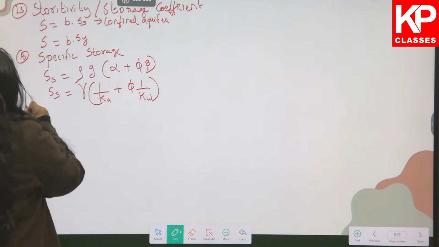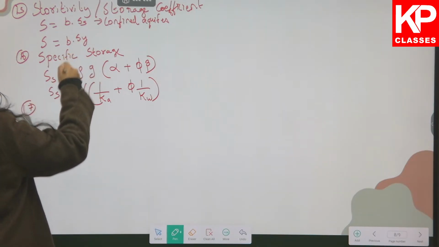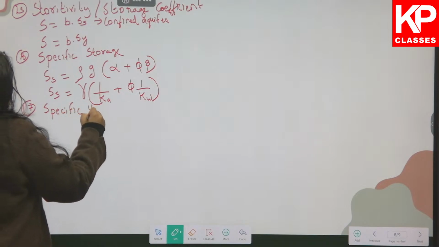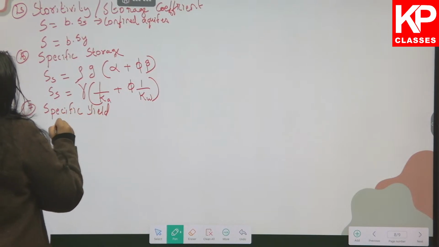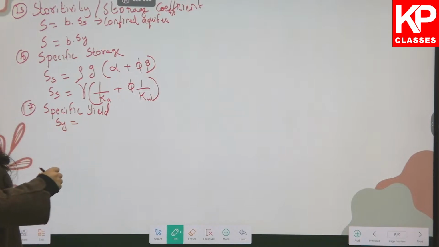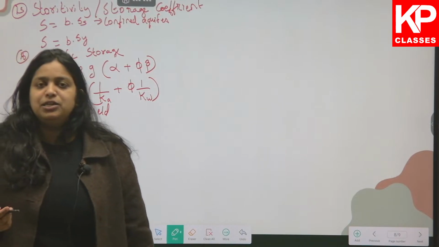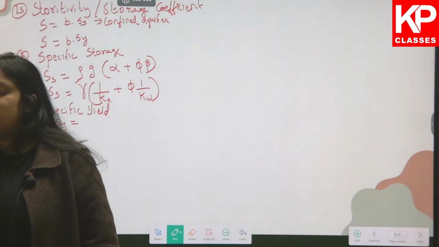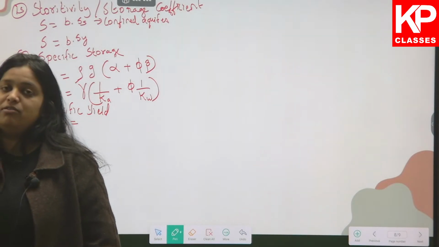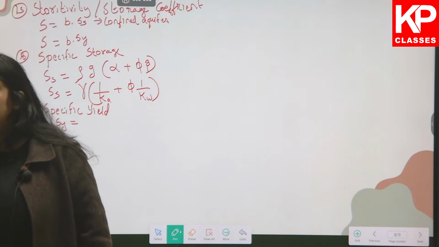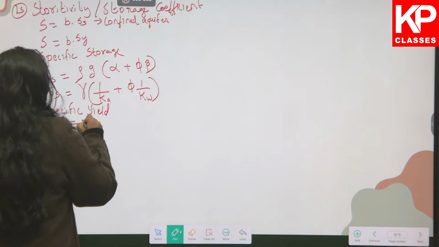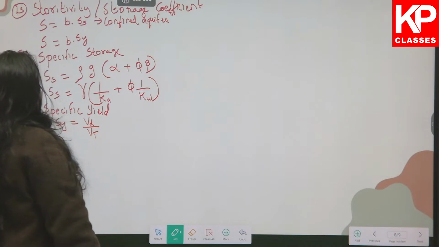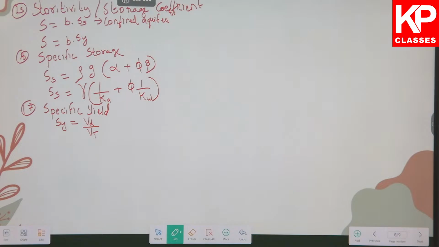Now the equation for specific yield. Specific yield, SY, is equal to the volume of water drained because of gravity to the total volume of the sample. So we can rewrite it as the volume of water drained divided by the total volume. This ratio is called specific yield.